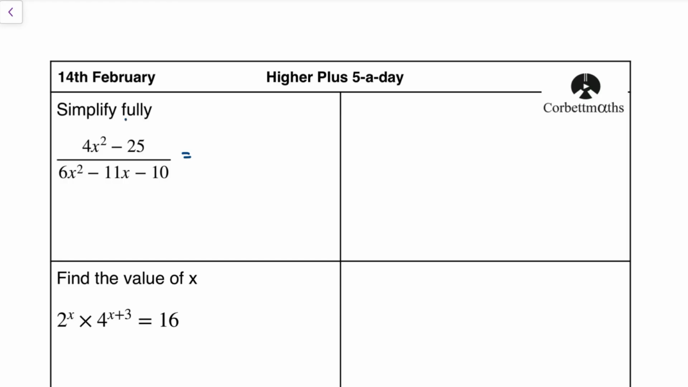Okay, so the first algebra question to start is an algebraic fractions question. Simplify fully. Now the word fully is a bit of a clue that there's going to be a couple of things that might happen here. So let's wait and see.